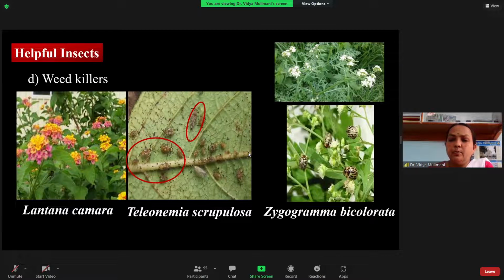It was mainly imported to India as an ornamental plant, but now it has become a weed in our country. That is mainly controlled by Teleonemia scrupulosa, which is a bug coming under the lace bug family. So Teleonemia scrupulosa is the example for the weed killer.